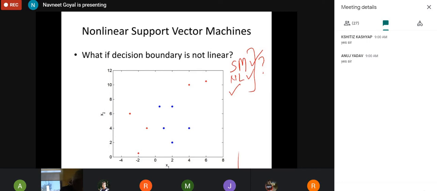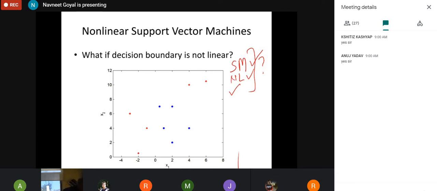I told you in the last class that you start working with the hard margin, and if the data is not linearly separable, it will not give you a solution. Then you have to move to soft margin, and then finally to nonlinear SVM.